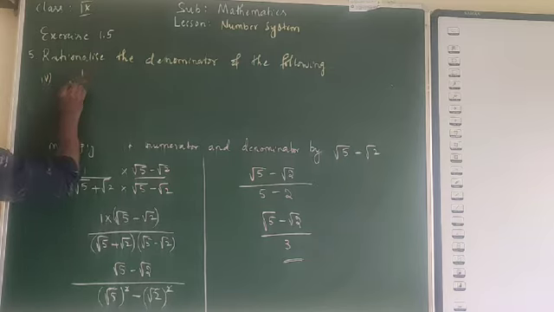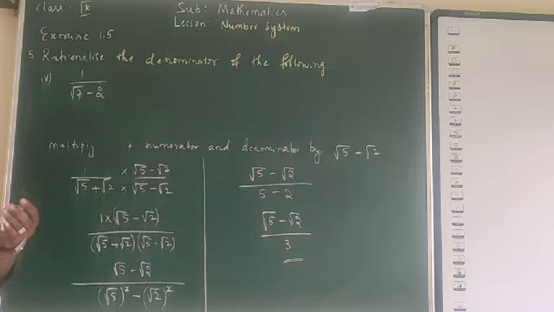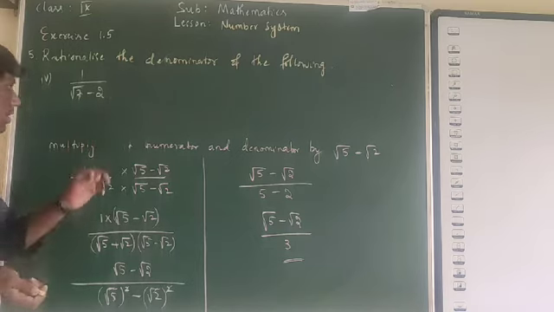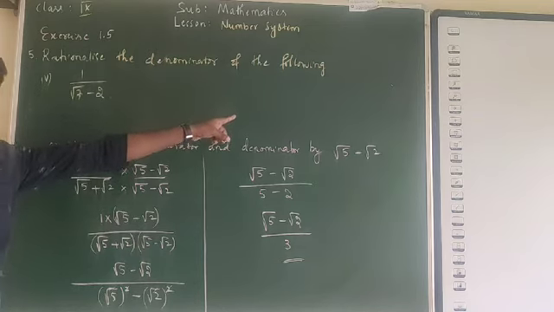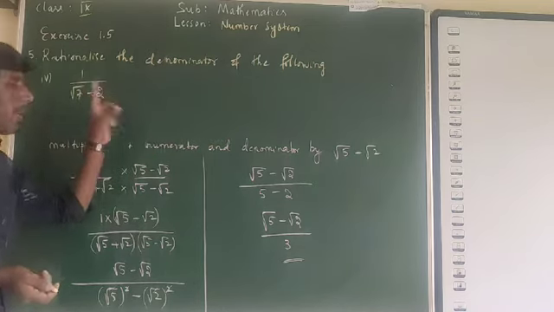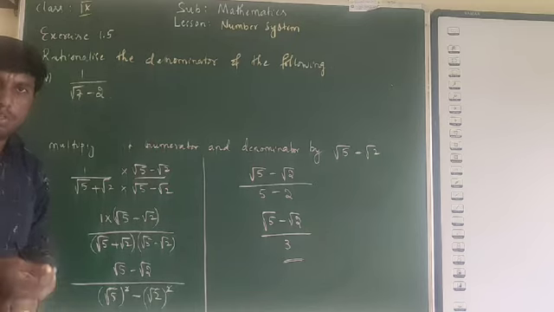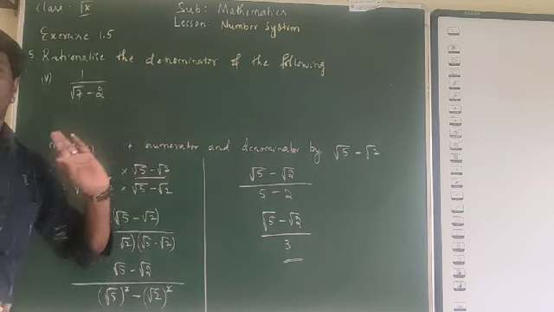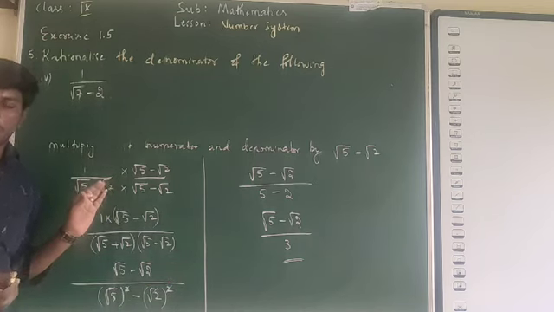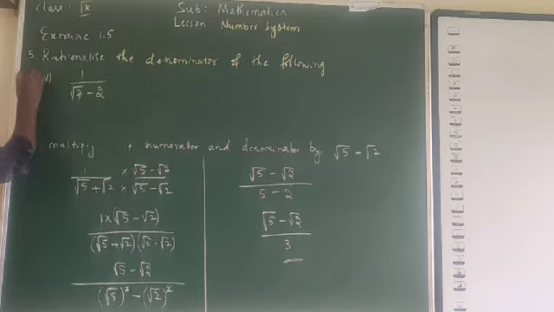1 over root 7 minus 2. Observe that the square root is only for 7 and this is only 2. So by which value should you multiply both numerator and denominator? Here the denominator is root 7 minus 2, so you will be multiplying with root 7 plus 2. That's it. Multiply both numerator and denominator, simplify it, and look at the answer we are getting. So this is homework for you.